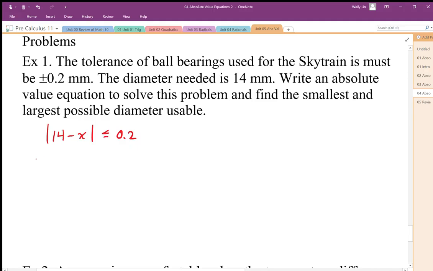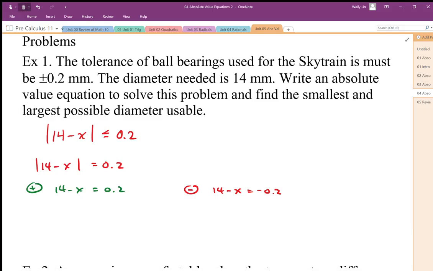So there's my original equation, and I'm going to just solve this using an equals. I have my positive version: 14 minus x equals 0.2. And I have my negative version. When x is bigger than 14, it's going to give me a difference that is bigger than 0.2, negative 0.2. So solving both sides of this, x is equal to 13.8 when I solve for x. Here, x is going to be equal to 14.2.